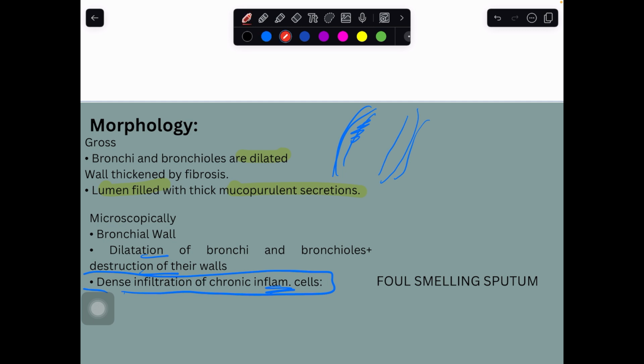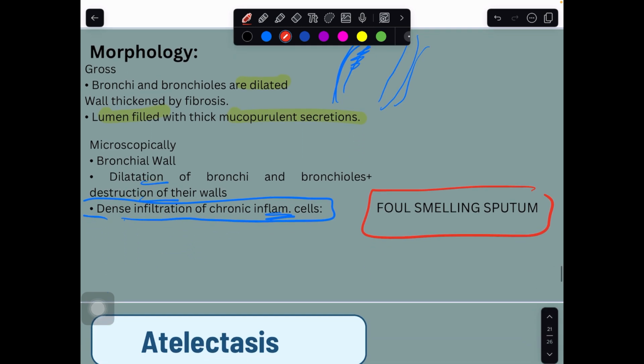Very important as well, you will see that there's foul smelling sputum. The sputum, the mucus itself, is very foul smelling because of infection there, right? These are indicative of infection.